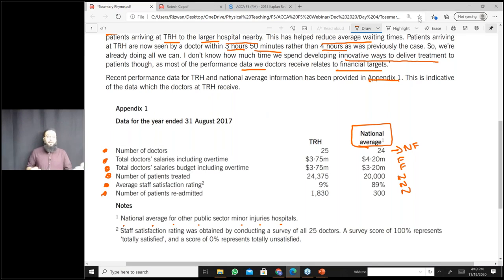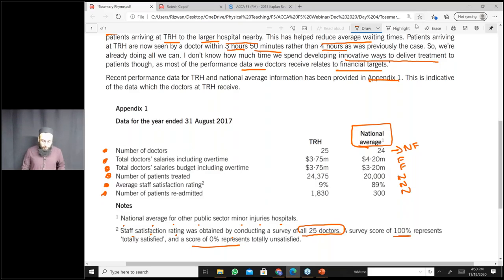And whenever we have an average, we compare with that, because when you compare, you get to know whether you are good or bad. Otherwise, anything that you look at in isolation is never easy to decide whether it's good or bad. Staff satisfaction rating was obtained by conducting a survey of all 25 doctors. A survey score of 100% represents total satisfied, 0 represents total unsatisfied. So this is the scenario, not a very complicated one, a nice balanced scenario where things are given here.